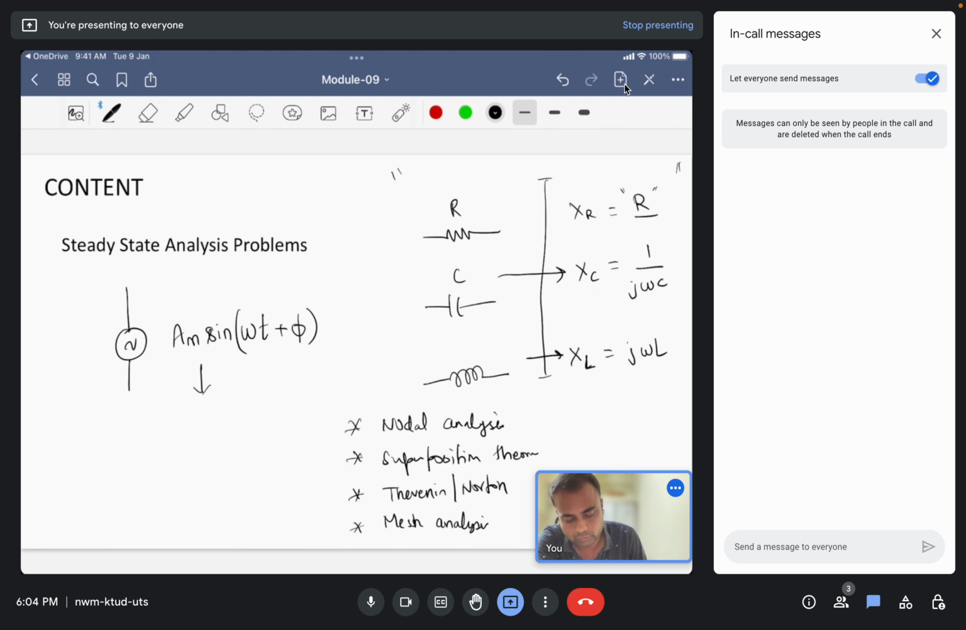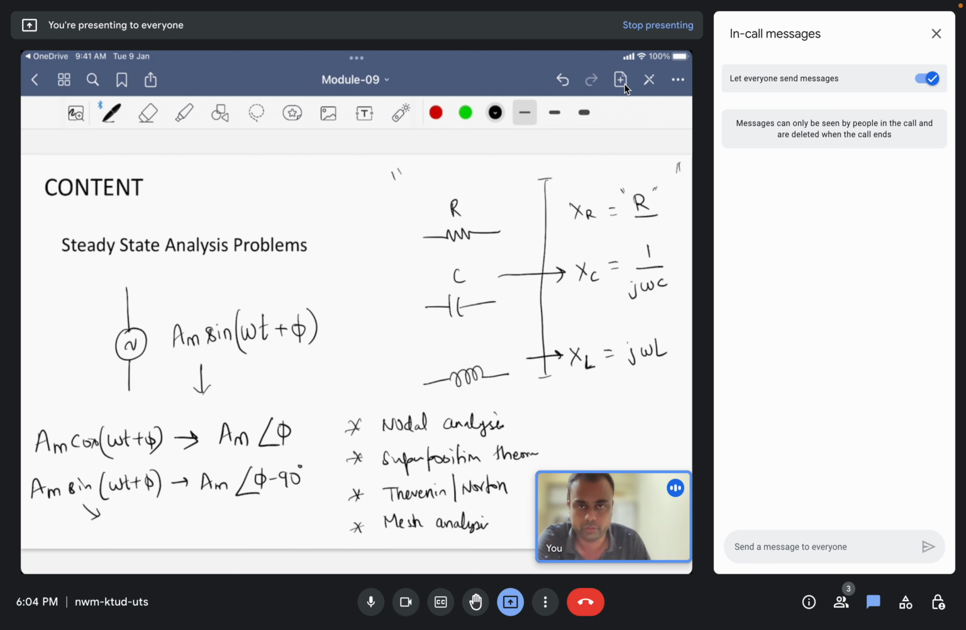So we can write any wave function. A standard equation Em cos(omega t plus phi) can be converted into a phasor, that is Em, the amplitude, and phi will be the angle. Similarly, if we have Am sine(omega t plus phi), the amplitude will remain the same, but there will be a minus 90 in the angle, because first you have to transform this sine into a cosine and then write it as a phasor. So this is the basic summary for solving these problems.